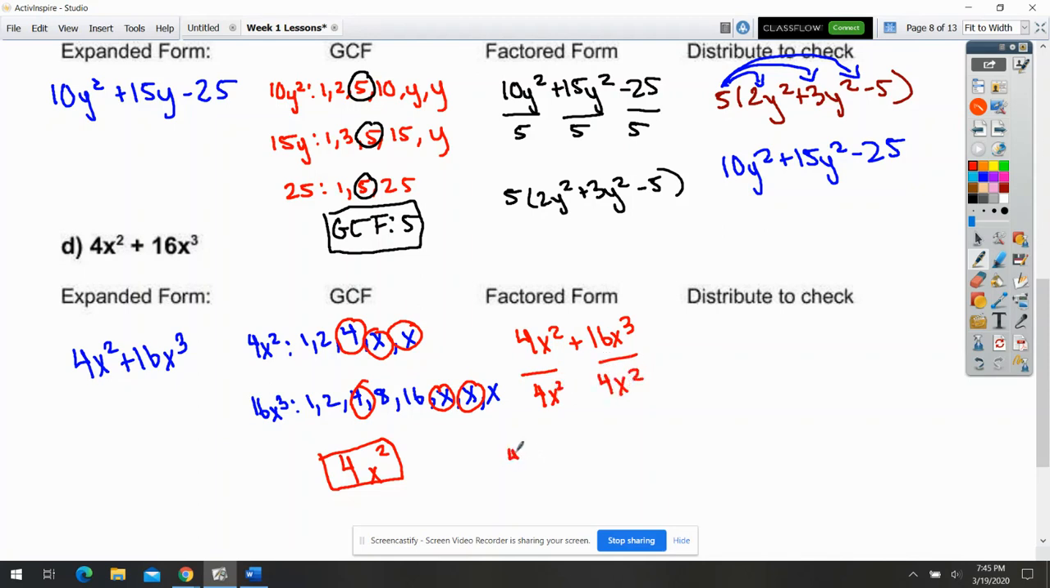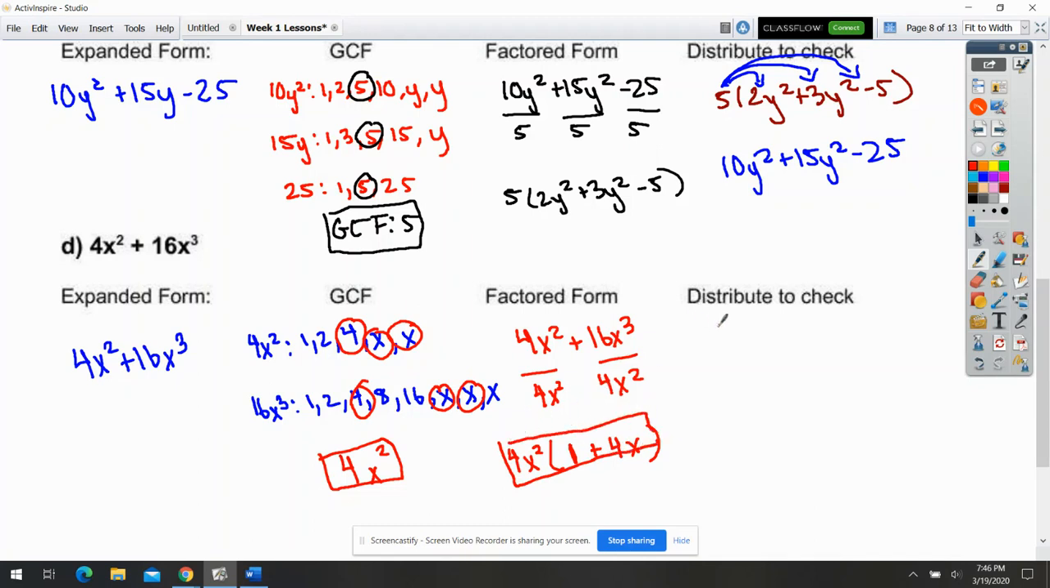I'm going to put my GCF on the outside of the parentheses, showing that I divided it out. 4 divided by 4 is 1, and x squared divided by x squared is 1. So we're just left with 1 here. Because anything divided by itself is 1. Next, we have 16 divided by 4 is 4. X to the third divided by x squared, you just subtract. 3 minus 2 is 1, and you're just left with 4x. So now, this is our factored form.